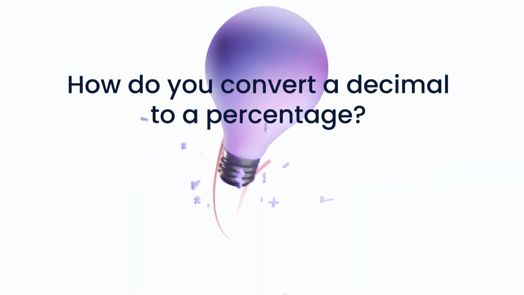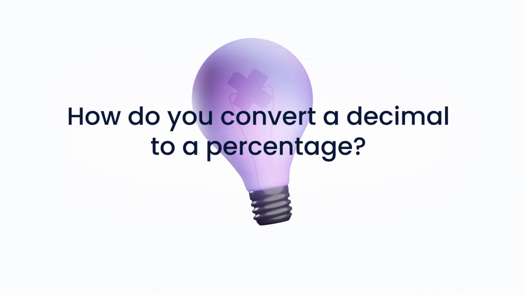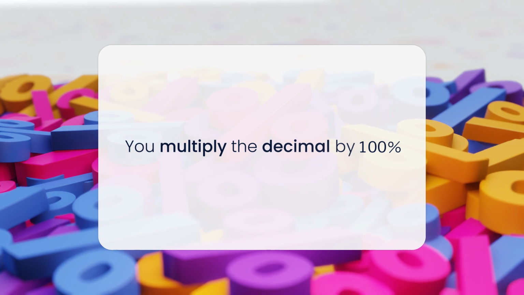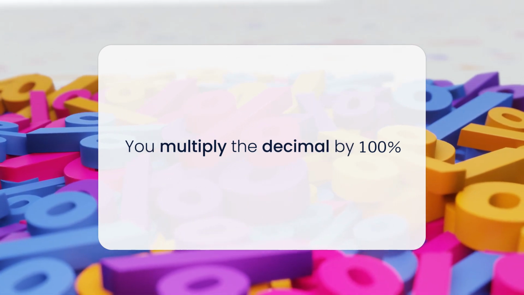How do you convert a decimal to a percentage? You multiply the decimal by 100%. Let's look at an example.